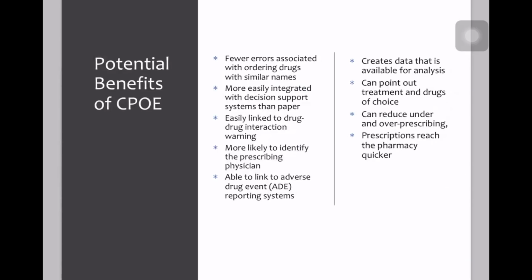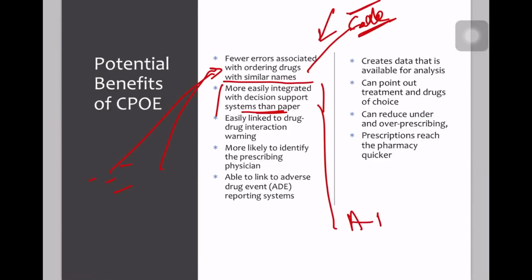Okay, let's see the potential benefits of CPOE. One benefit is fewer errors associated with ordering drugs with similar names. If we go with the drug codes, there are fewer errors compared to prescriptions on paper. It is very efficient, and more easily integrated with a decision support system than paper. You can easily feed this information to any AI-based system.